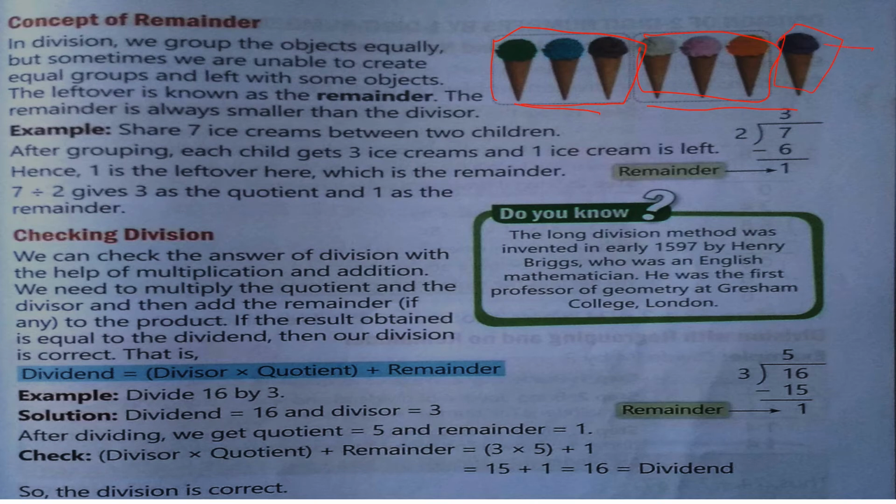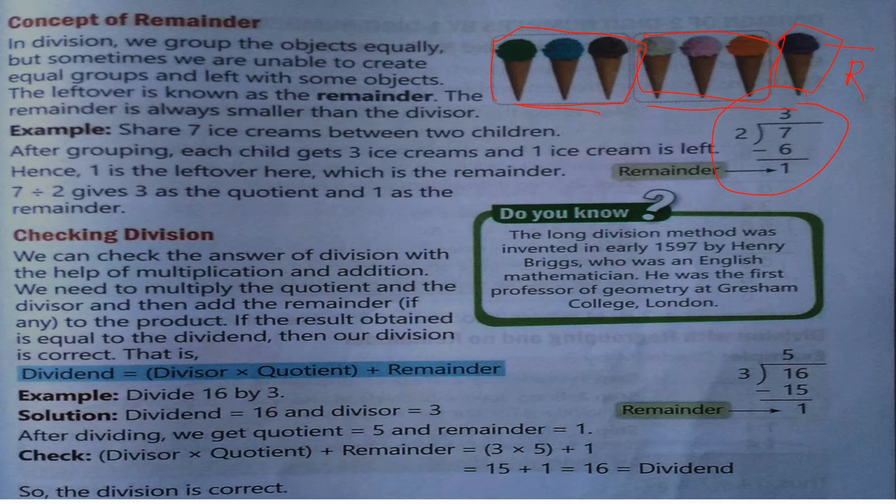So this 1 ice cream will become our remainder. Suppose we share 7 ice creams between 2 children. After grouping, each child gets 3 ice creams and 1 ice cream is left. So you can see this division: 7 divided by 2. 2 3s are 6, because 7 is not there in the table of 2.